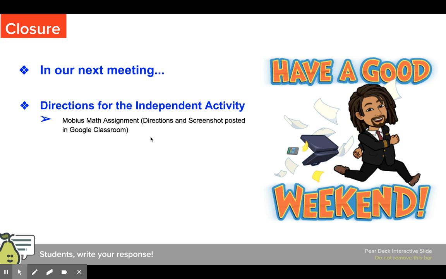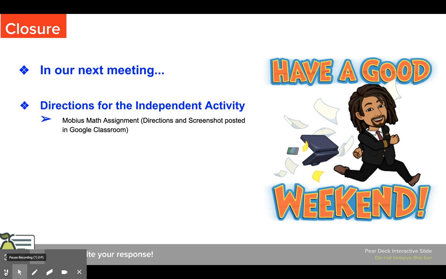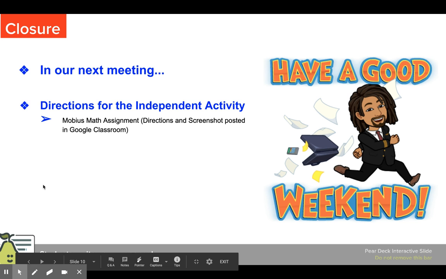So, once again, today you do have a Mobius Math assignment. And in order to complete it, I'm going to put all of the directions in Google Classroom on how to access Mobius Math. Once again, the application is in your Clever account. However, if for some reason it's not showing up for some of you guys, I'm also going to upload a copy of the worksheet, and you can do the worksheet on a separate sheet of paper and take a picture of it and submit it that way. That is your independent assignment for today, and it is going to be due at 11:59 p.m.